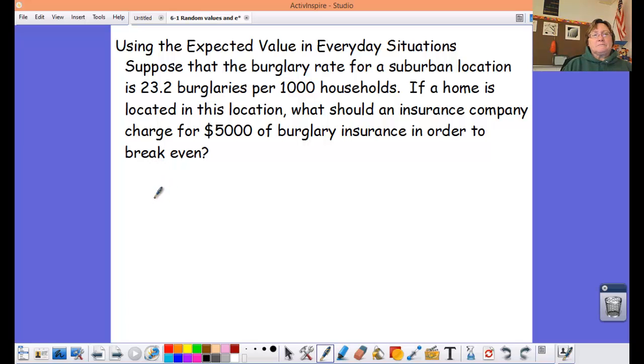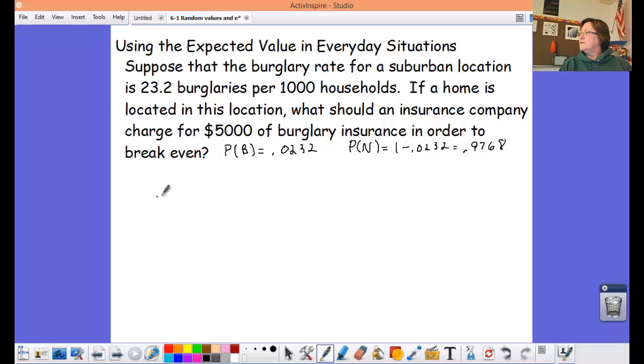If you think about it, we have a probability that somebody gets broken into, so a probability of a burglary, 23.2 per 1,000, that's 0.0232. The probability then that they don't get broken into, and I'm going to make that be my n, is 1 minus that, 0.0232, and that is 0.9768.